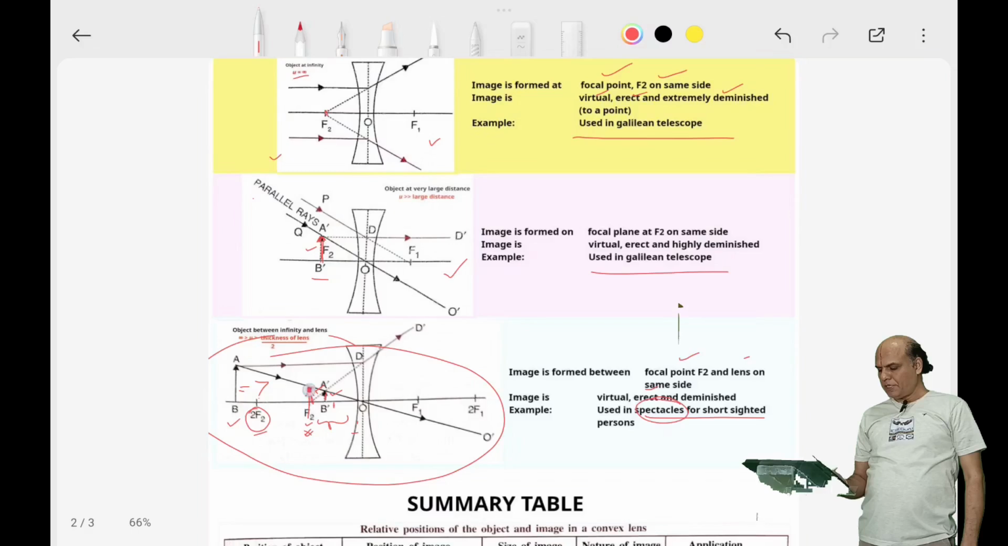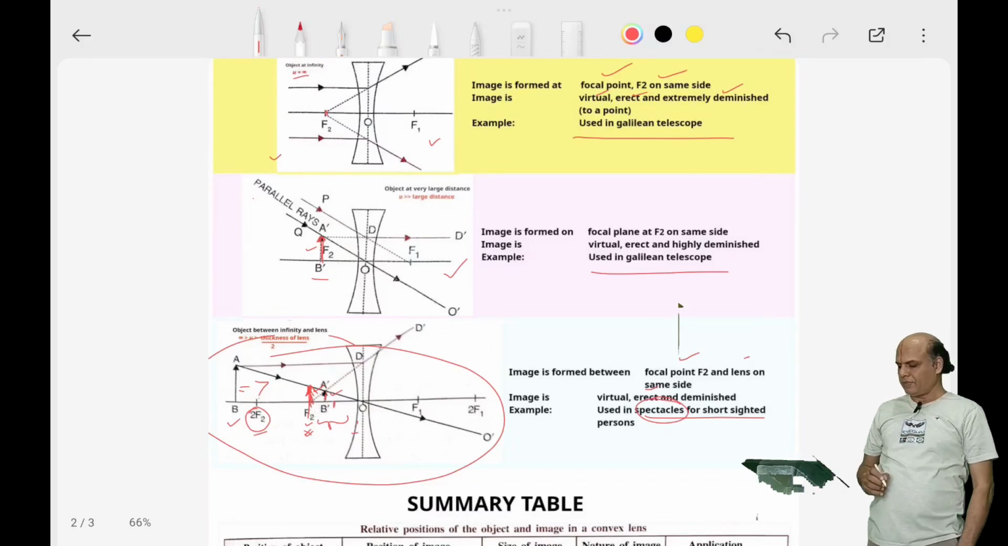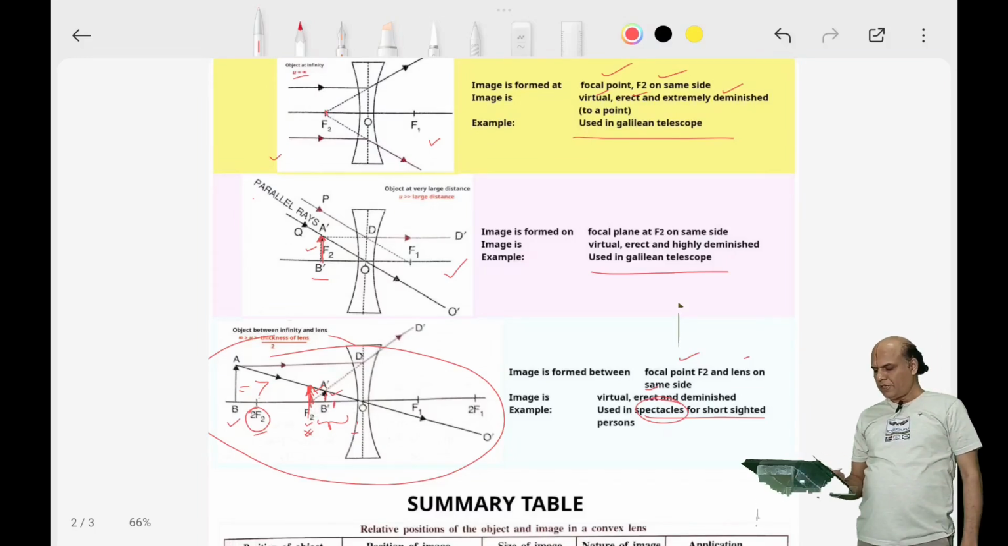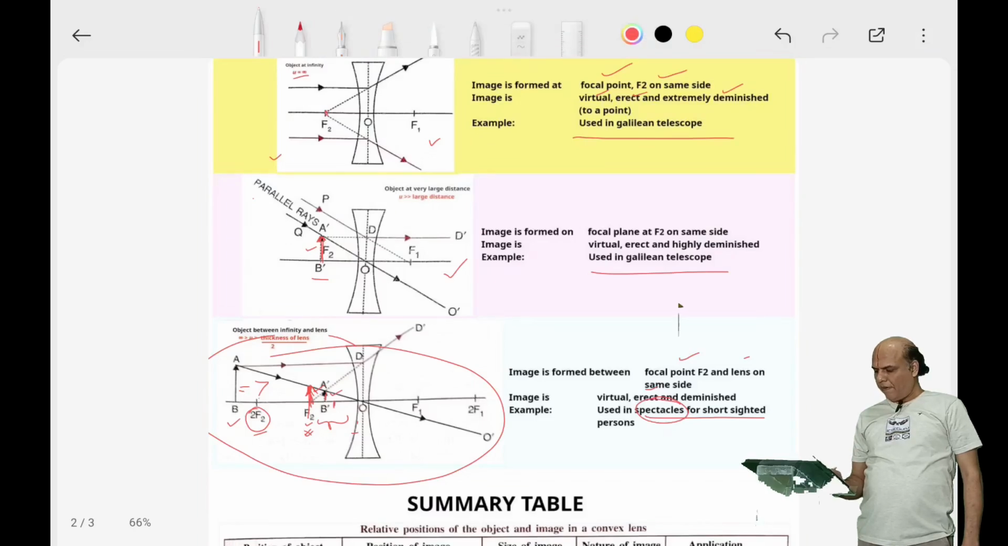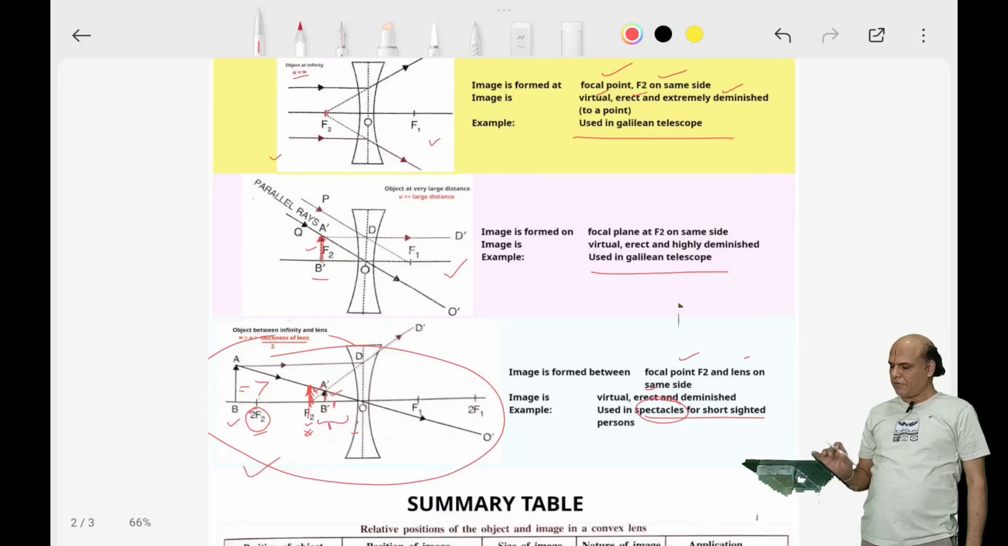But when the object is placed at exactly the focal point of a concave lens, the image is formed at the midpoint of the focal length. So in all cases the image is formed on the same side, the image is virtual, the image is erect. That's the reason we don't have to consider any other positions of the object for a concave lens.